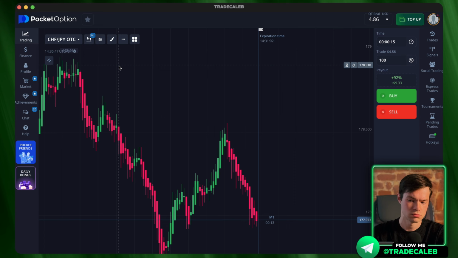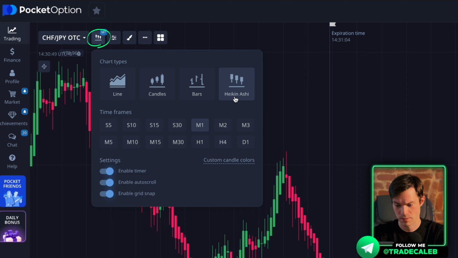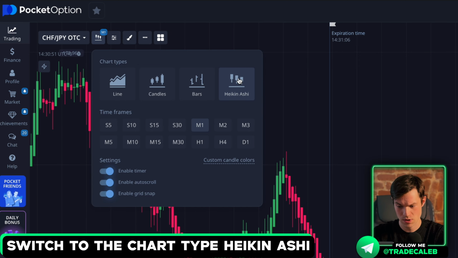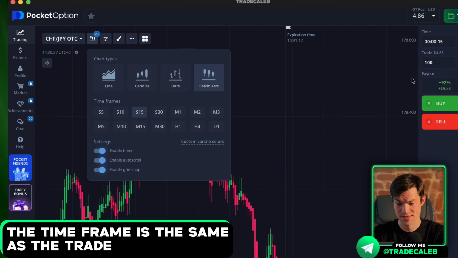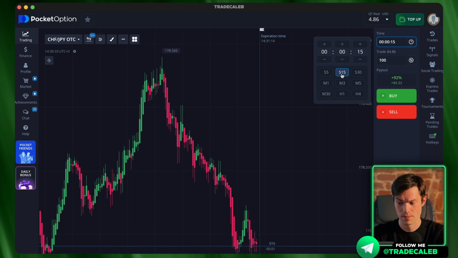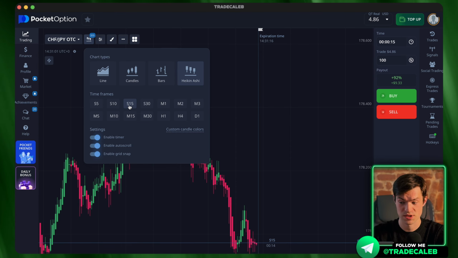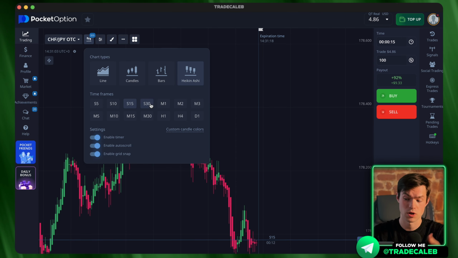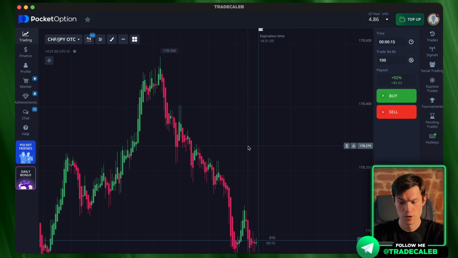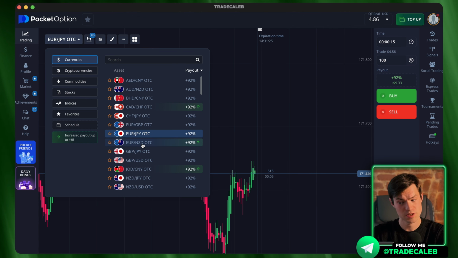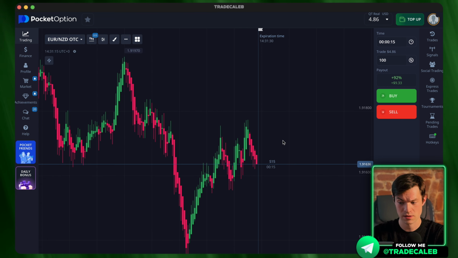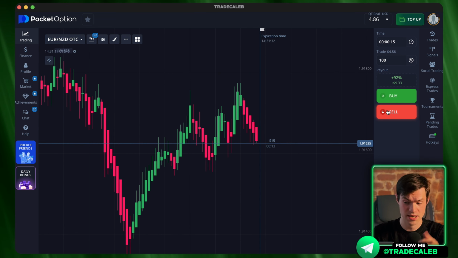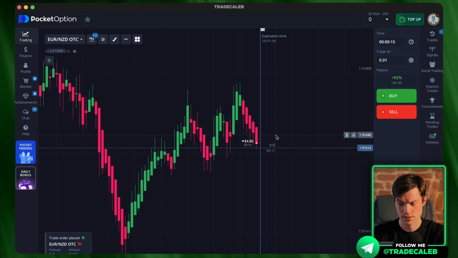What do you need to do? First, switch to a different type of chart. Choose the latest one of the Pocket Option. Second, set the time frame to the same as time of your trade. My trade time is 15 seconds, so the time frame of one candlestick will be also 15 seconds. You can trade on M1, but then don't forget to switch. Next, you look for a chart which has 4 or 5 candlesticks of the same color, and then we enter trade in the same direction for the same 15 seconds.